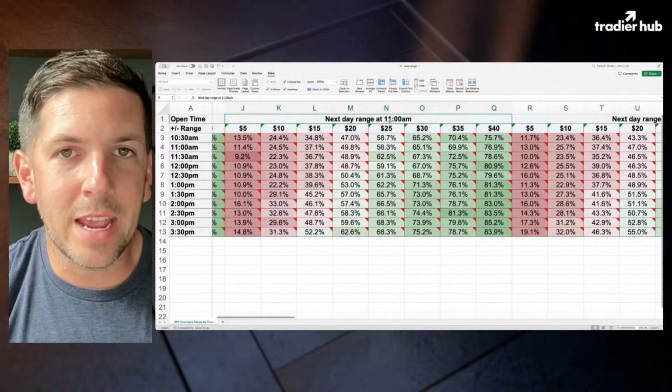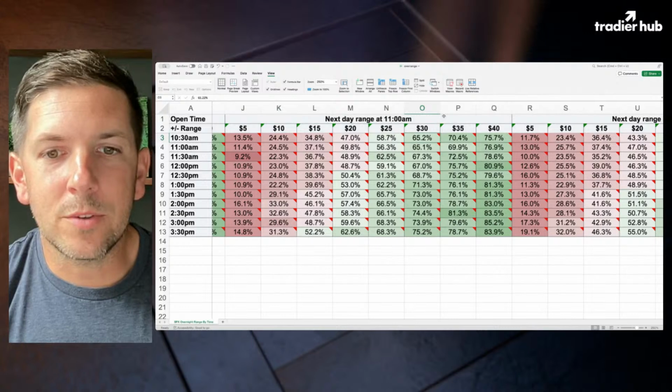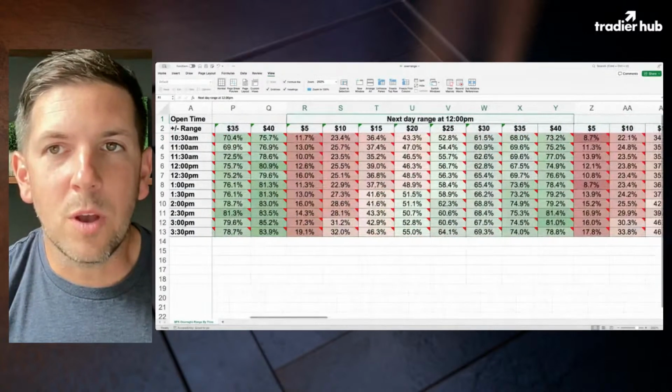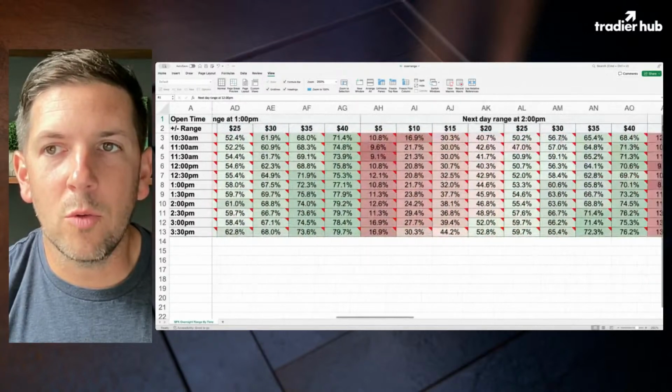So you've got the 11 a.m. range. You've got the 12 o'clock range. So if we go over a little bit more, it's not scrolling there. There we go. You got the 12 o'clock range. You've got the 1 o'clock range, et cetera, all the way to the end of the day.